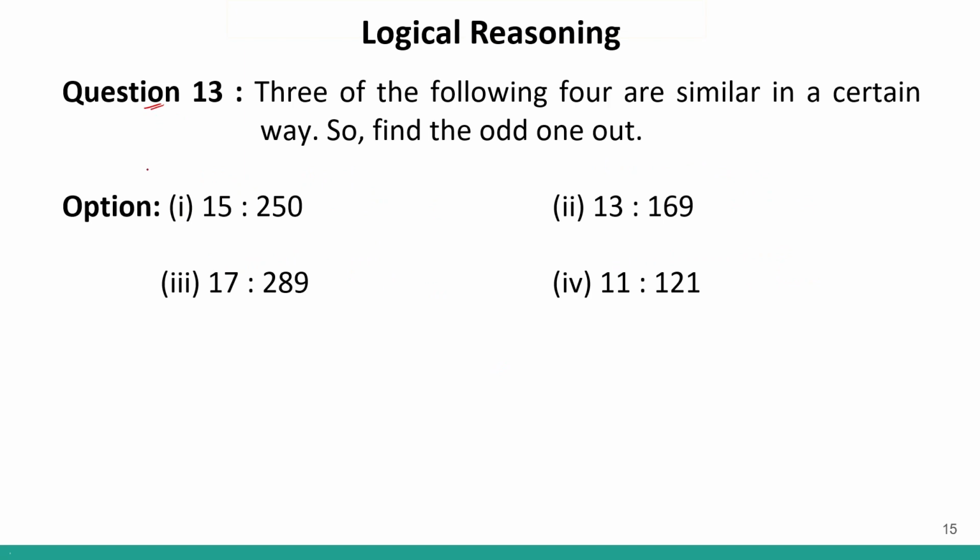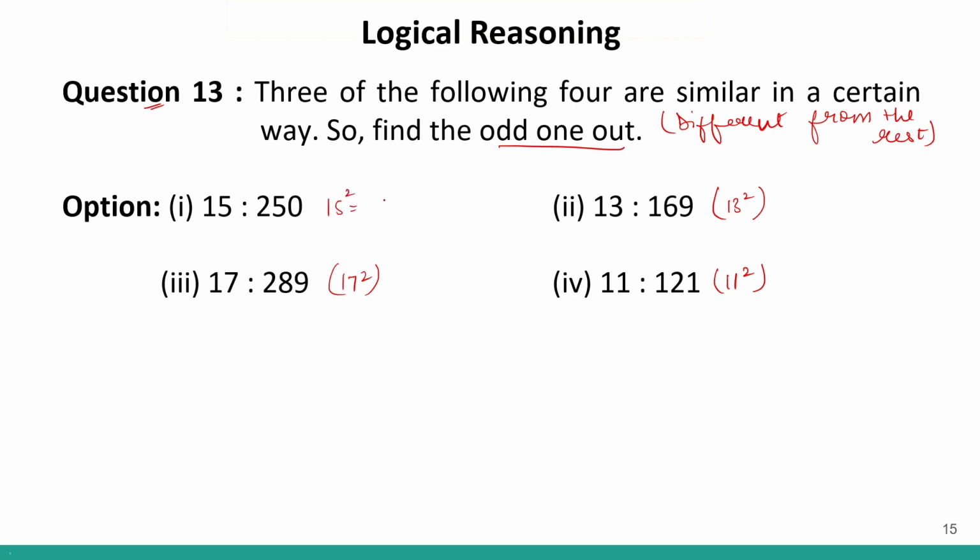Moving on to question number 13. Again, 4 options are given to us and we have to identify the odd one out. Odd one out means different from the rest. So when I look over here, I can see that 121 is basically 11 square. Similarly, 169 is 13 square, 289 is 17 square. But the square of 15 is 225 and not 250.